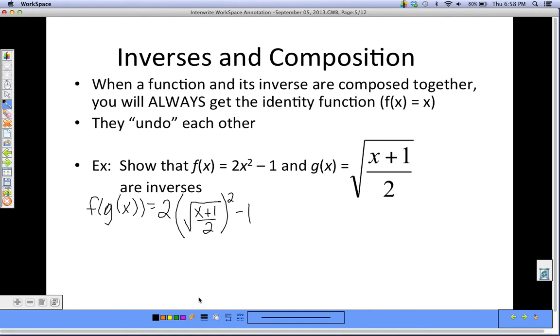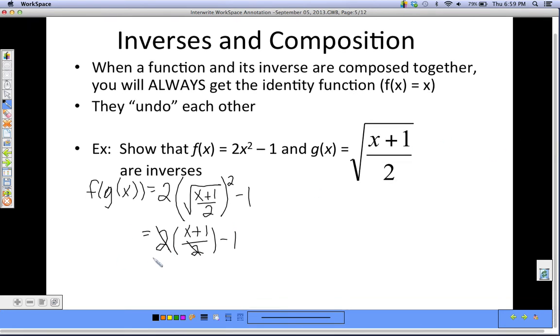Okay, so we got to do a little bit of thinking here. The opposite of squaring would be the square root. So if we are squaring a square root, those do cancel out, which means that we are left with 2 times x plus 1 over 2 minus 1. Then we have division and multiplication, so our 2's can cancel out. So we now have x plus 1 minus 1. So we see that f of g of x is equal to x.